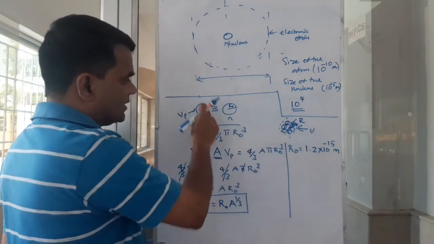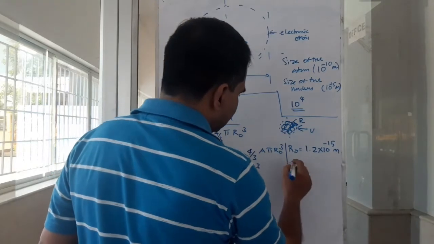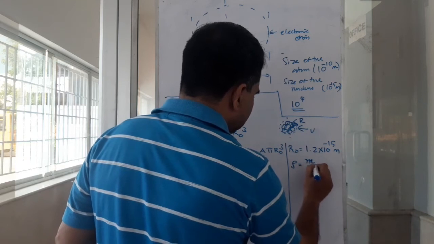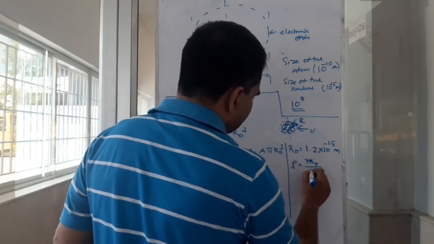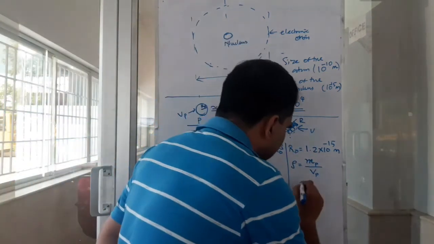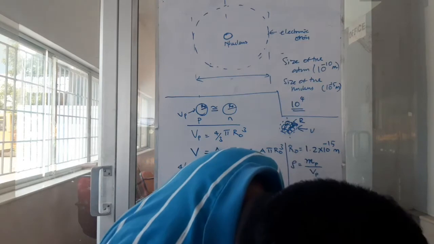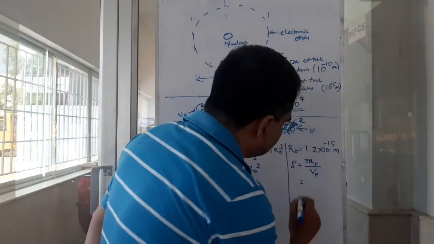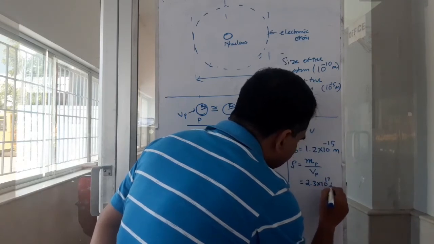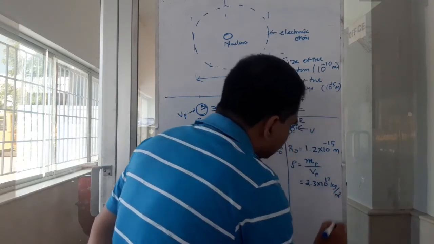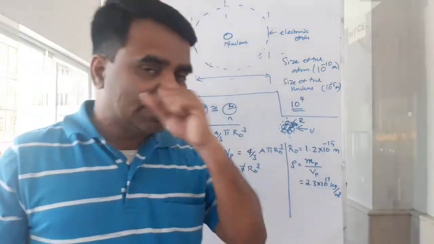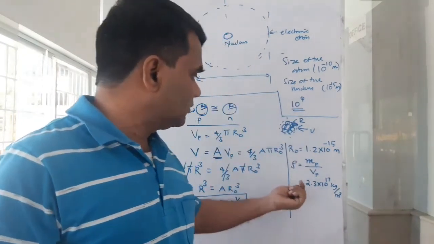So if I calculate the density, rho is equal to the mass of a proton or neutron divided by the volume of the proton. If I do this, I'm going to get somewhere around 2.3 into 10 power 17 kilogram per meter cube. So that's the density. It's huge. The density of a proton is huge.